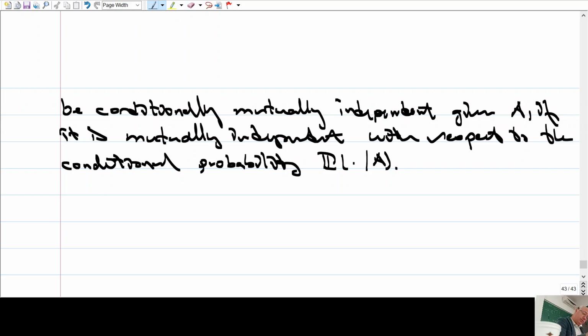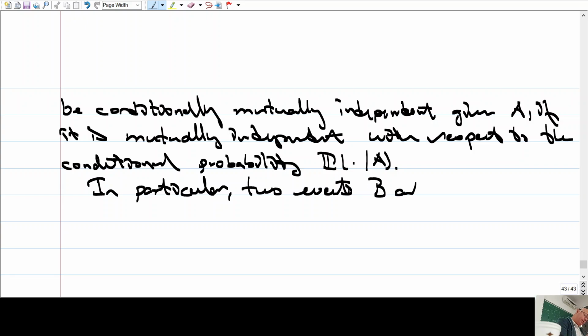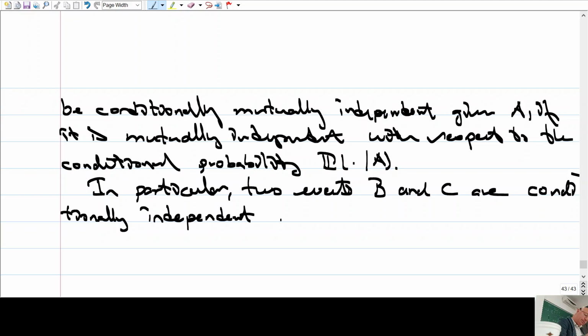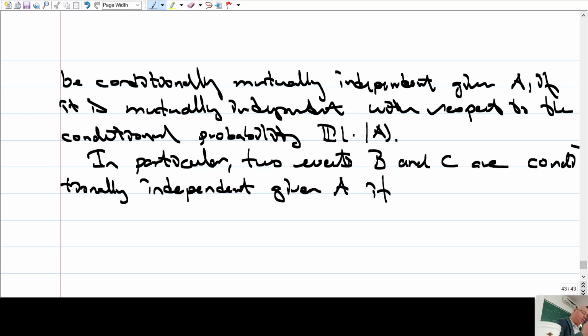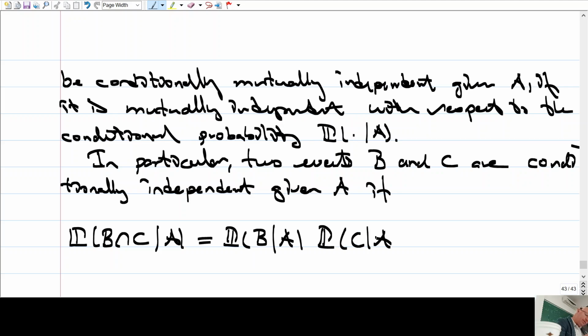In particular, a special case of this: two events B and C are conditionally independent given A. What happens if we have the independence equation for the probability? The probability of B intersection C given A should be the probability of B given A times the probability of C given A.